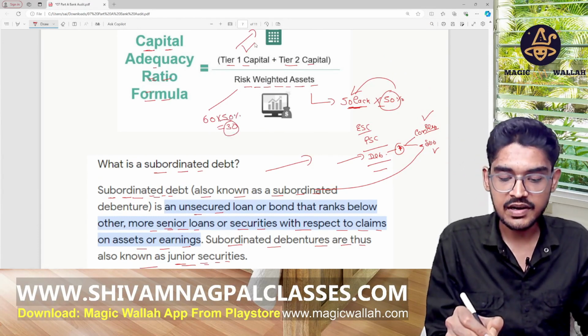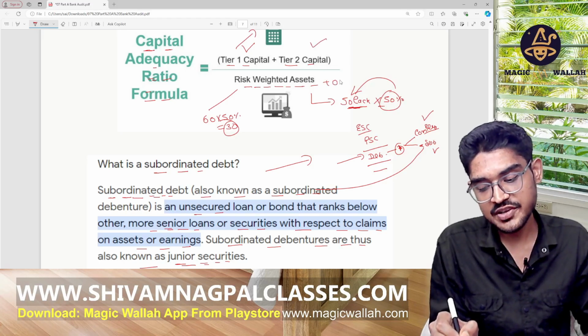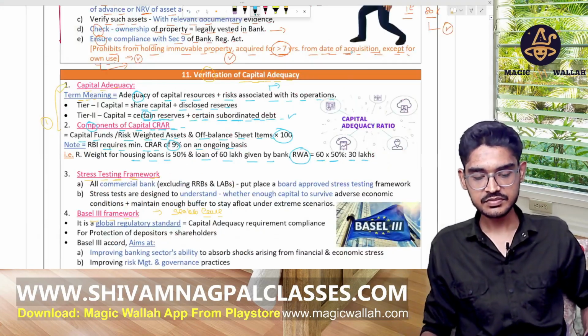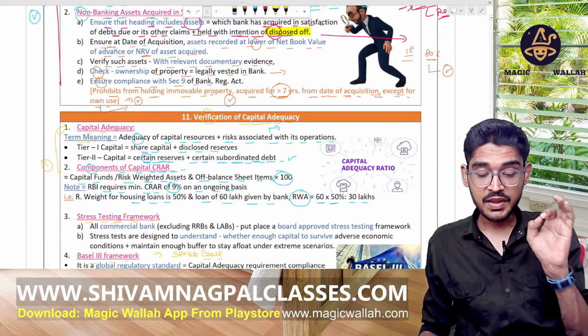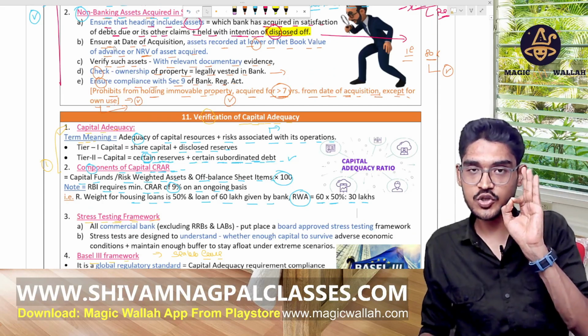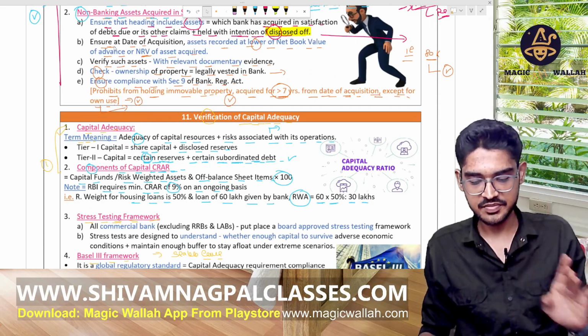Here tier 1 capital, tier 2 capital, plus off balance sheet items. Okay, this is the formula. Only theory will be asked in the exam. So why does the bank have to maintain a certain capital level? Okay, so as to ensure the continuity of the bank.